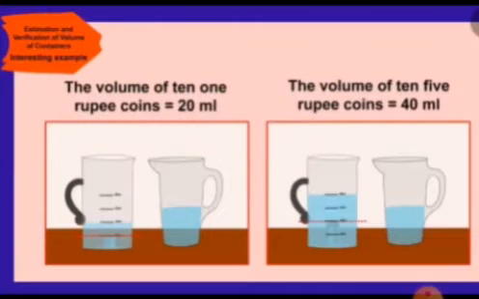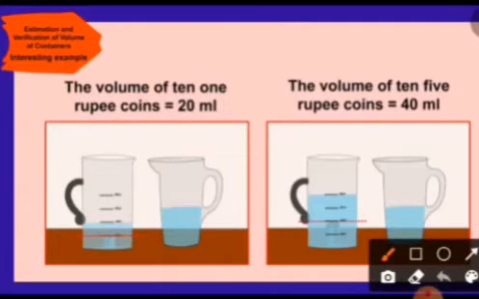Same way, for finding the volume of 10 5 rupee coins, first I fill this measuring jar with water up to 40 ml. Then after putting 10 5 rupee coins, the water level will become 80 ml. Means the volume of 10 5 rupee coins is equal to 80 ml minus 40 ml, which is equal to 40 ml.